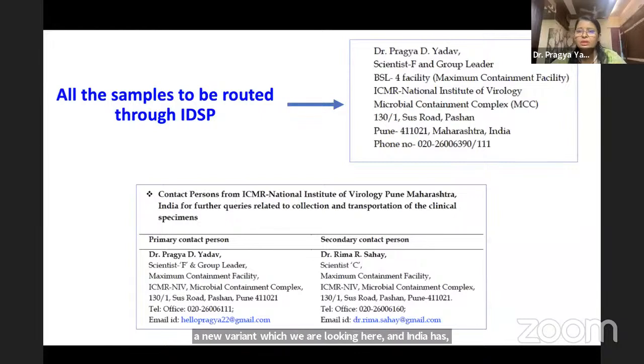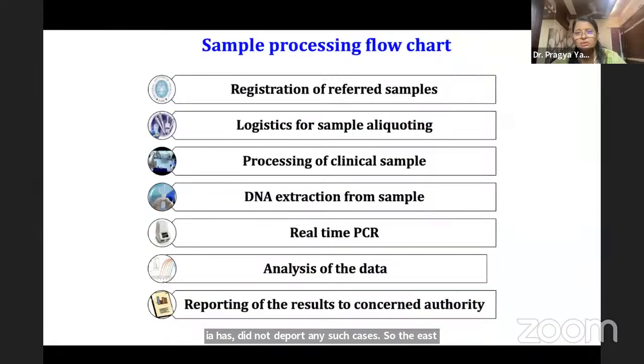So each sample needs to be sequenced to find out if any such samples have entered our country, to alert the system and take all precautionary measures.